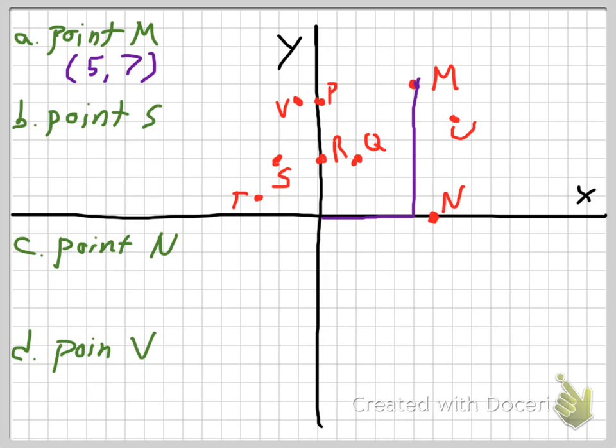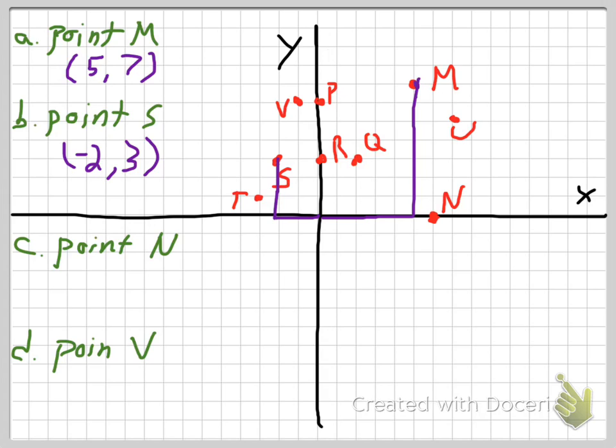Okay, let's do the same thing with point S. Wait a minute, point S is to the left here. So if I'm going to the left of 0 or left of my origin, that means I'm going to be a negative. So -1, -2, comma. Well, I'm going up, so it's going to be positive 1, 2, 3. -2, 3.